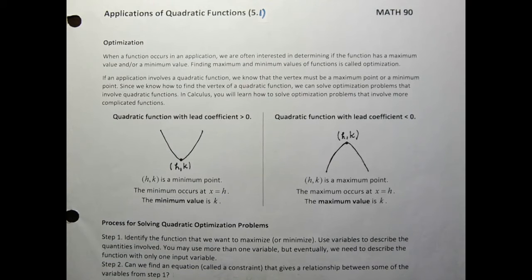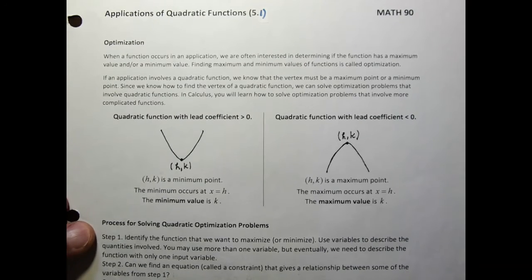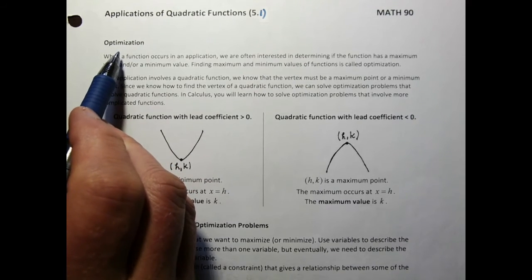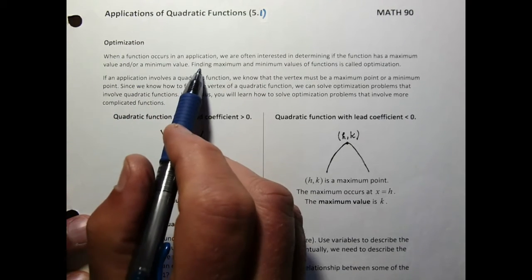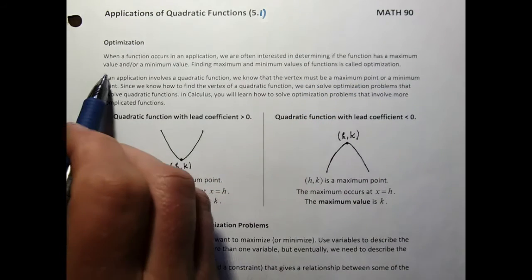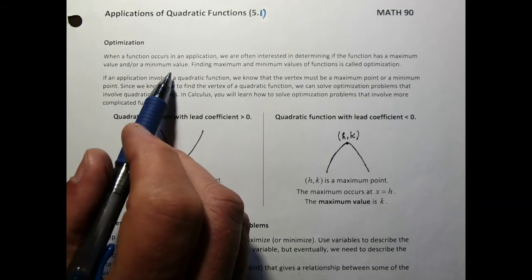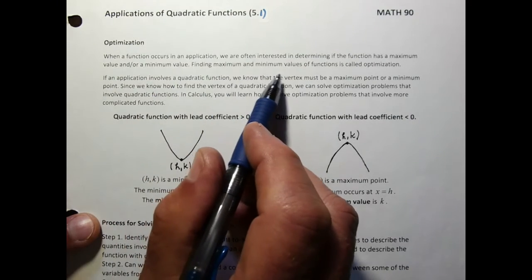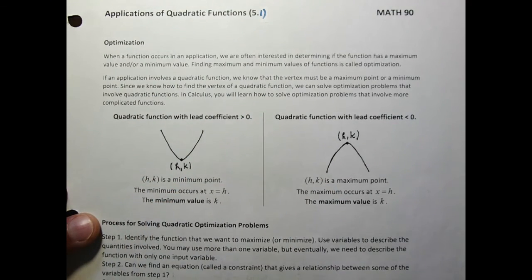about the process. And what you're looking at here is a handout posted as a PDF in Canvas, our applications of quadratic functions, so you can print this out on your own. The official word for the process of what we're going through is something called optimization in math. When a function occurs in an application, we're often interested in determining if the function has a maximum value and/or a minimum value. Finding maximum and minimum values of functions is called optimization in mathematics.